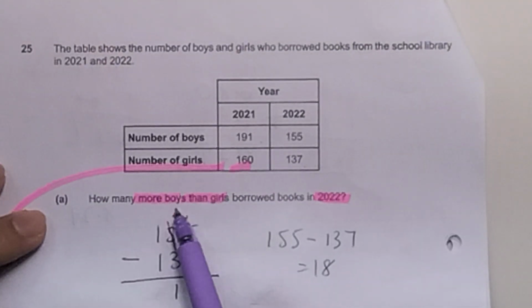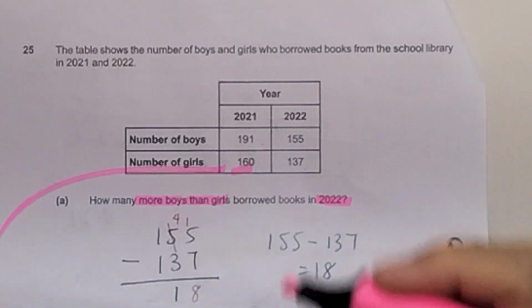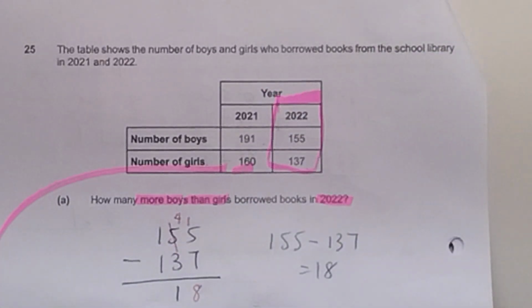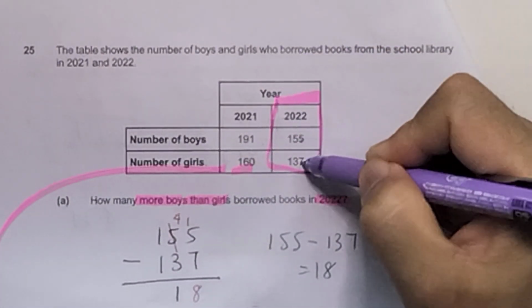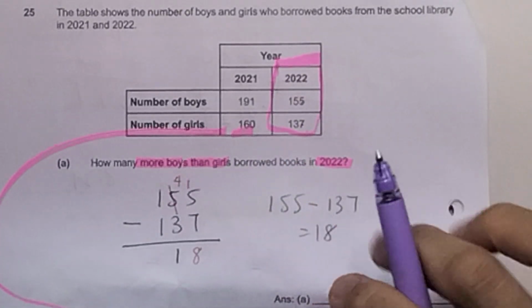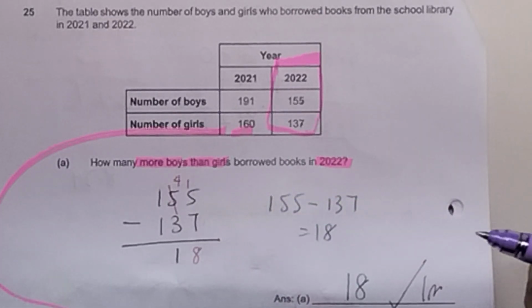First question, how many more boys than girls borrowed books in 2022? So we're only looking at 2022 for question A, just this part. How many more boys than girls borrowed books here? So 155 minus 137. Show your working, because again, this is your 1 mark. So after you subtract this, you will get 18.